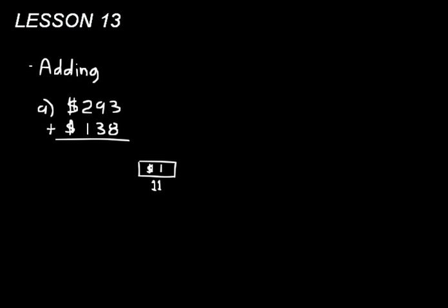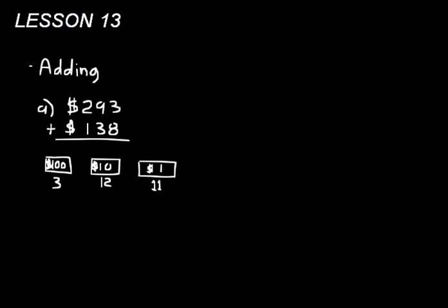Now, look at the tens column. We have 9 and 3, so we have 12 tens. So I'll put a 12 down here to represent that I have 12 of those. And then look at the hundreds place. We have 3 hundreds. And so I'll put a 3 down here to represent that I have 3 of those.